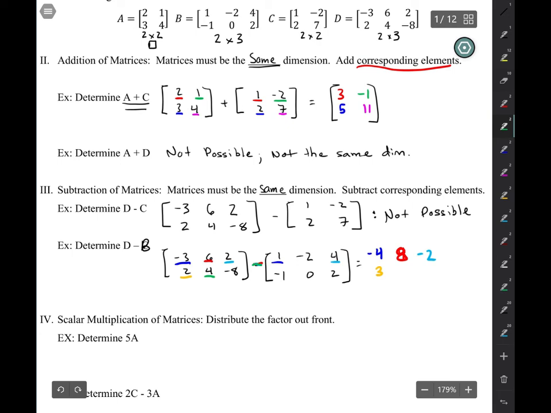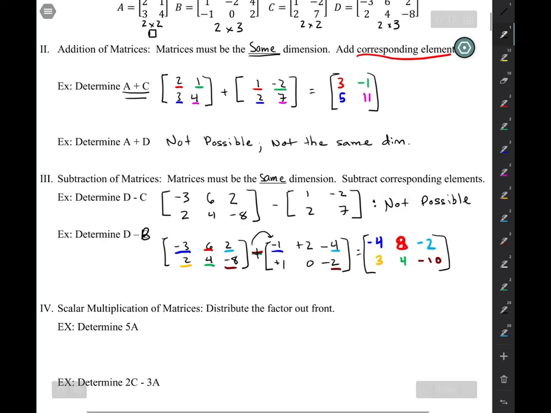4 minus 0 is just 4. And run out of colors here. Negative 8 minus 2 is going to be negative 10. So be careful with the minus and negative. You could distribute the negative and change all the signs, and then change to addition, whichever way really you prefer.